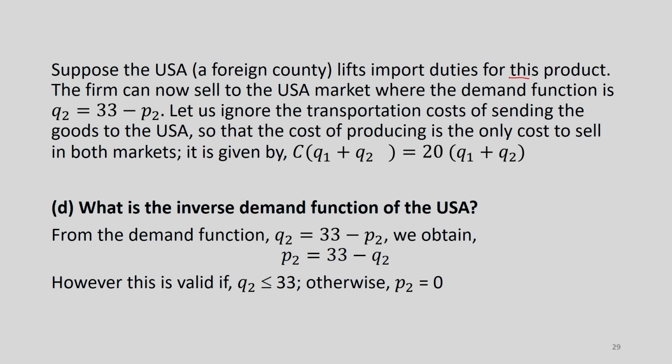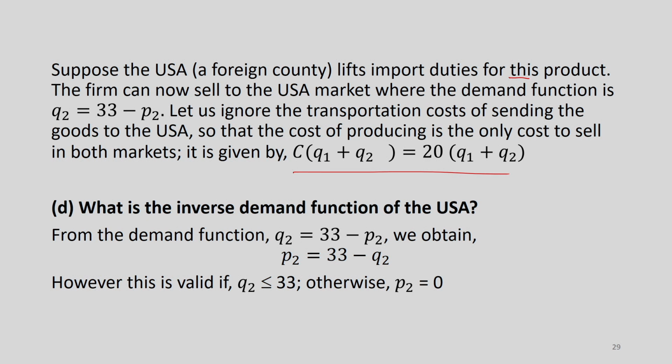The firm can now sell to the US market where the demand function is Q2 is equal to 33 minus P2. Let us ignore the transportation costs of sending the goods to the USA, so that the cost of producing is the only cost to sell in both the markets, and it is given by this. So, this is the cost function. C of (Q1 plus Q2) is equal to 20 multiplied by (Q1 plus Q2).